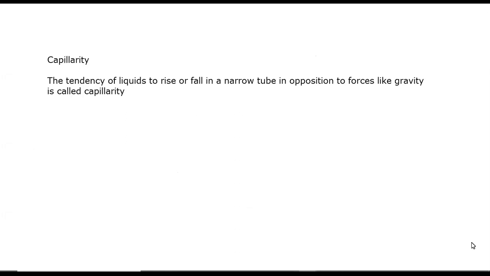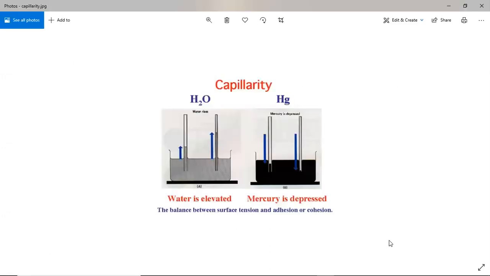When I'm going to insert a tube which has an extremely smaller diameter in comparison to the container in which water is kept, an extremely small, a very narrow tube, then the liquid tends to either rise up or fall, against gravity. Then we call such a case as capillarity, as you see on your screens now.